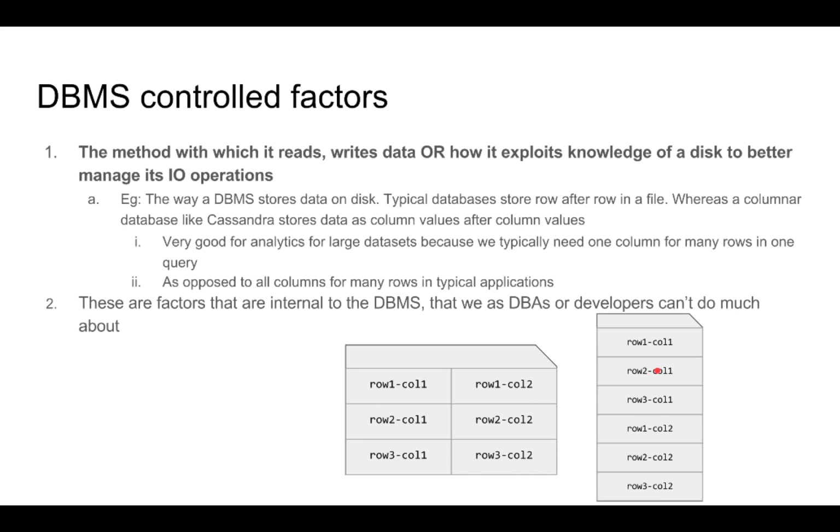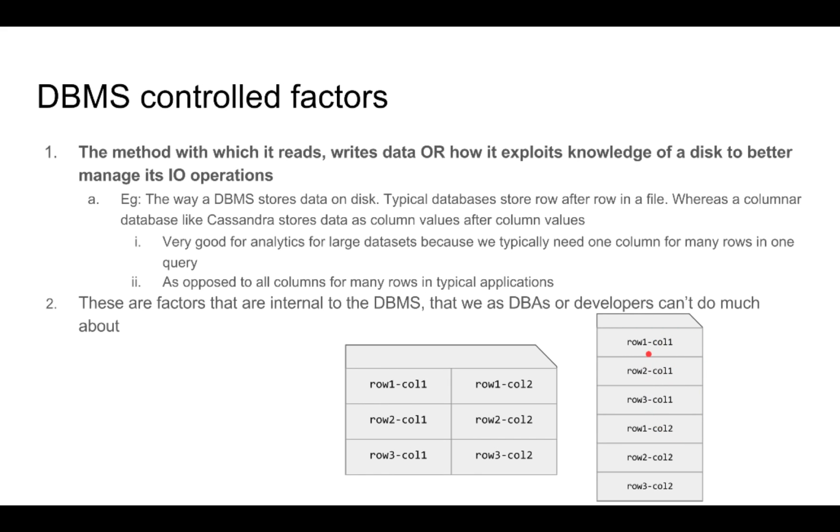But in columnar databases like Cassandra, data is not stored row by row. Data is stored column by column. That means data is sequentially stored as all the column 1 values of all the rows followed by all the column 2 values of all the rows. So this means that if you're trying to read a large chunk of data from a specific column only, a column database would give us much better performance because we are not loading data that we don't need.